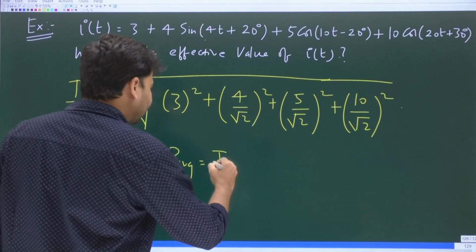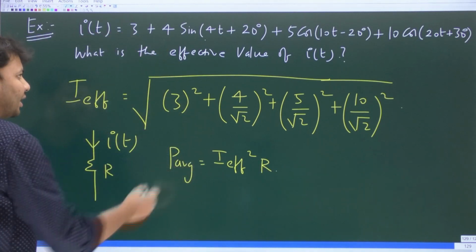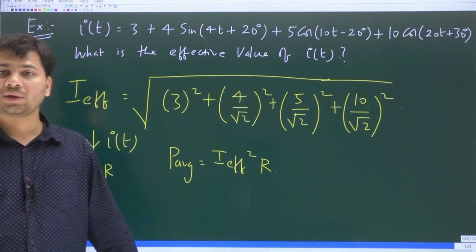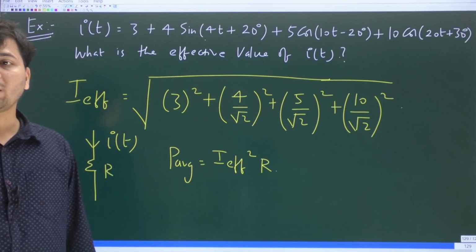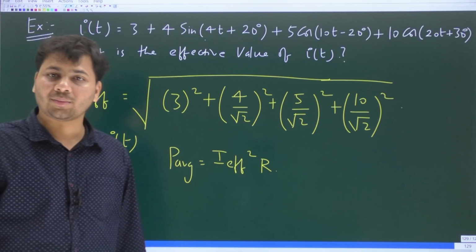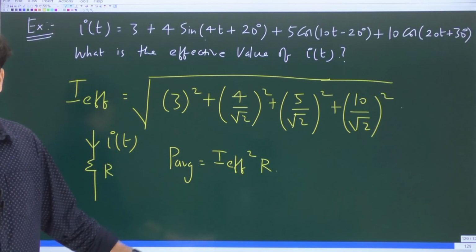So P average will be equal to I effective squared into R. So how do you get this I effective value? From this expression. You understood? That is why the effective or the RMS value is extremely important. We'll always use the RMS value when it comes to doing power calculations. Okay, is it clear?